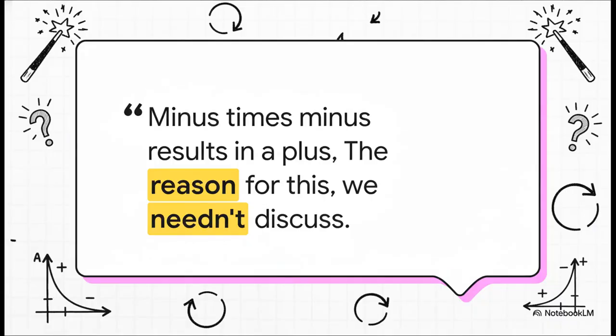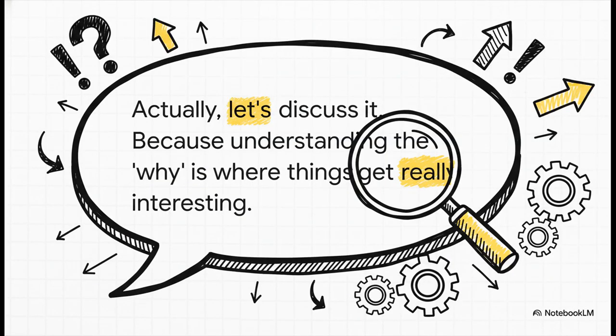You know, the poet Ogden Nash had this great line that kind of nails how this rule usually gets taught. It's just presented as this weird fact, a piece of mathematical magic, and we're told, hey, don't worry about the why, just accept it and let's move on. Well, with all due respect to Mr. Nash, we are absolutely going to discuss it, because digging into that why is where things get really, really interesting.